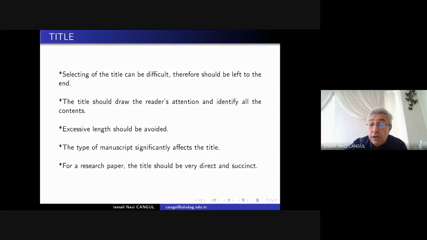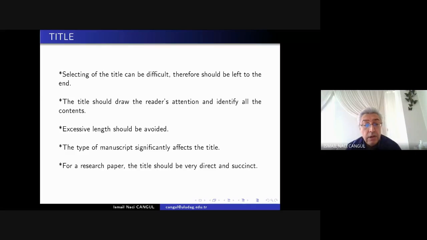This is wrong. The title should be left to the end. First, of course, you will think of a title, but the results may be wider, may be covering a wider area. So your title could be restrictive. It cannot explain all the things you have done, you have got. So write the title at the end. Write a draft title first, but the exact title should be constructed at the end, after everything is finished.